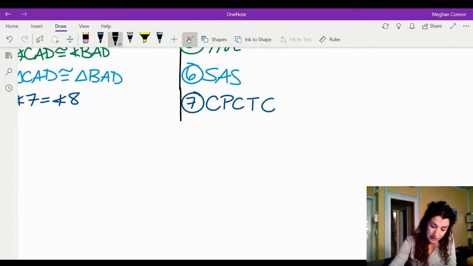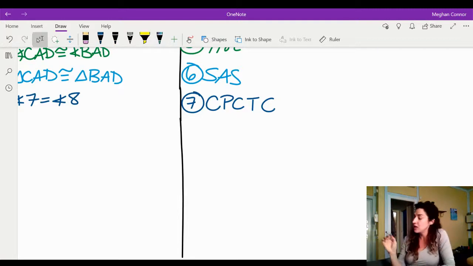Please, please, please remember that CPCTC always comes after triangles are congruent. You cannot use it to prove that triangles are congruent, and you cannot use it before triangles are congruent. It always has to come after.